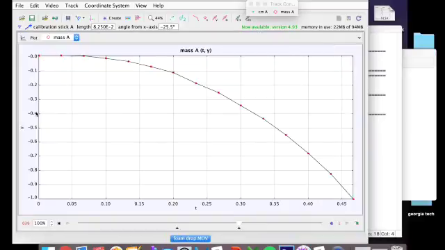Here is my y versus t graph. As you can see, the slope is steadily getting steeper because you don't have constant velocity here. In fact, the ball is speeding up in the negative y direction.